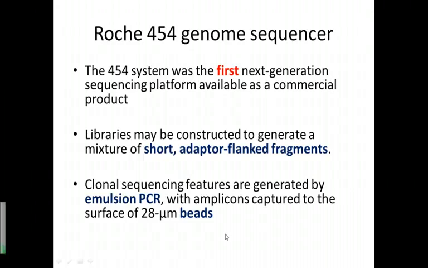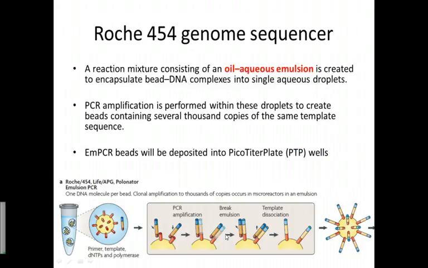Okay, so let's look into how emulsion PCR works. Emulsion PCR is a reaction mixture consisting of an oil-aqueous emulsion to encapsulate each of the beads. In any one oil-aqueous droplet, they will have one bead with one template. What will be happening in this droplet is that PCR amplification would be performed within these droplets.